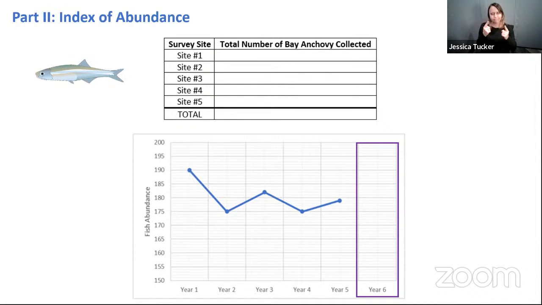stayed about the same. Since these data are based on a real-world survey, the exact numbers of fish are different, but the population trends in this lesson do mirror what's going on with these specific species in the wild, and the line graph will look different for each of the species and on each of the group's handouts.